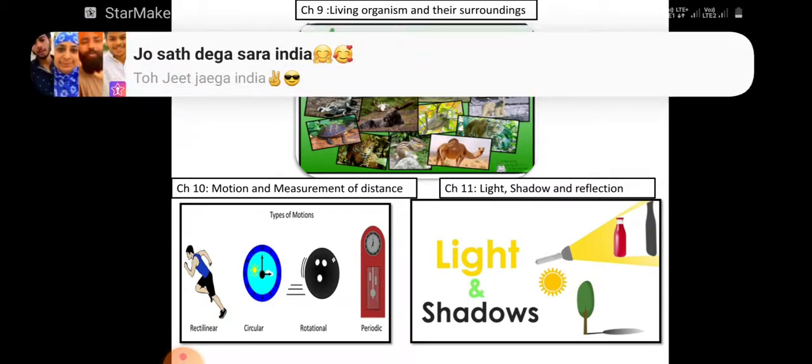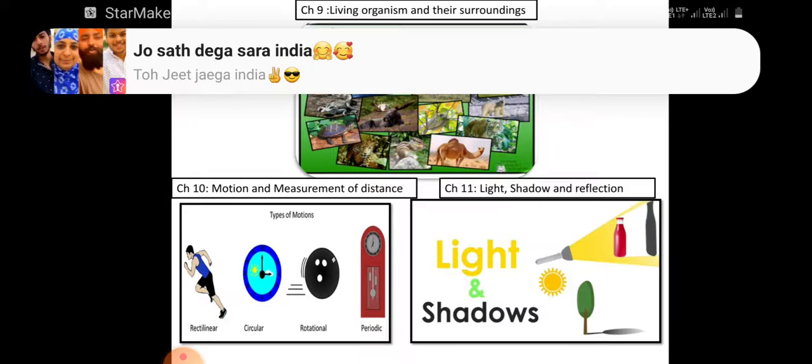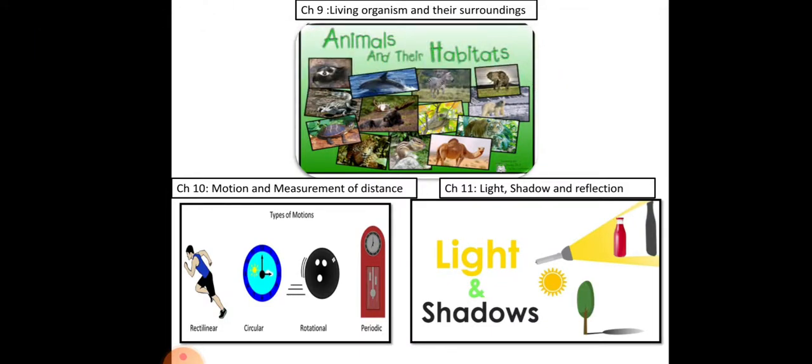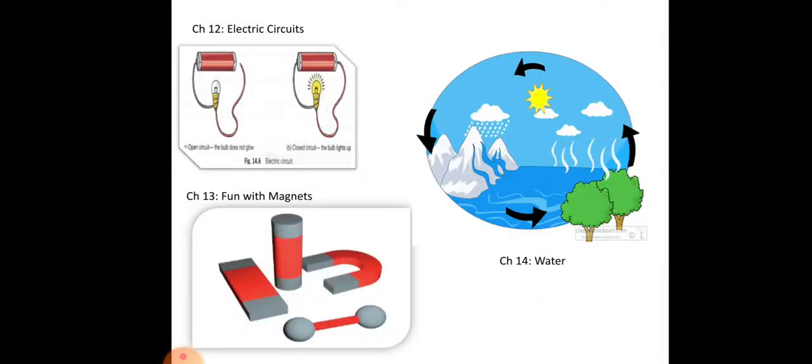In this chapter we learn about shadows, what the properties of shadows are, and the role of transparent and opaque objects. And the next chapter is Electricity and Circuits. In this chapter we learn about different types of circuits. And the next chapter, Fun with Magnets: magnetic and non-magnetic materials, natural and artificial magnets, and uses of magnets we learn. The next chapter is Water, where we learn about sources of water and what the water cycle is.